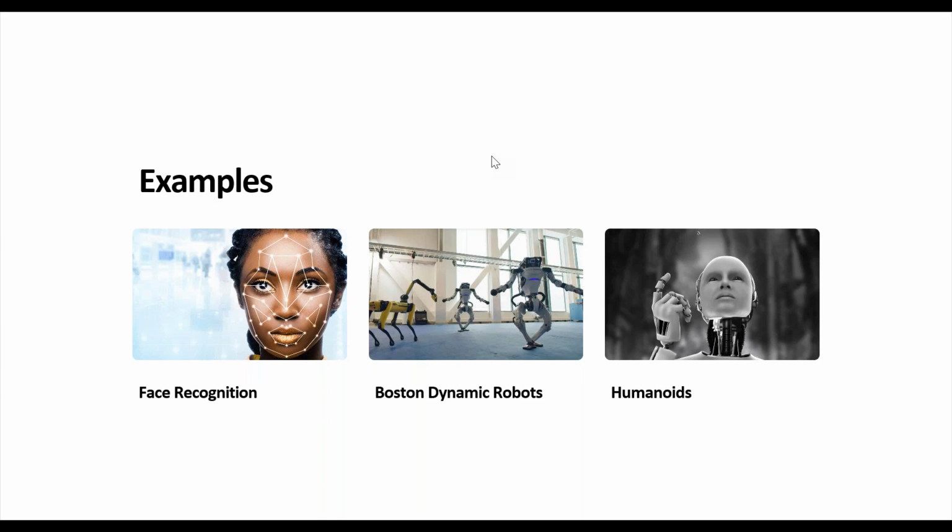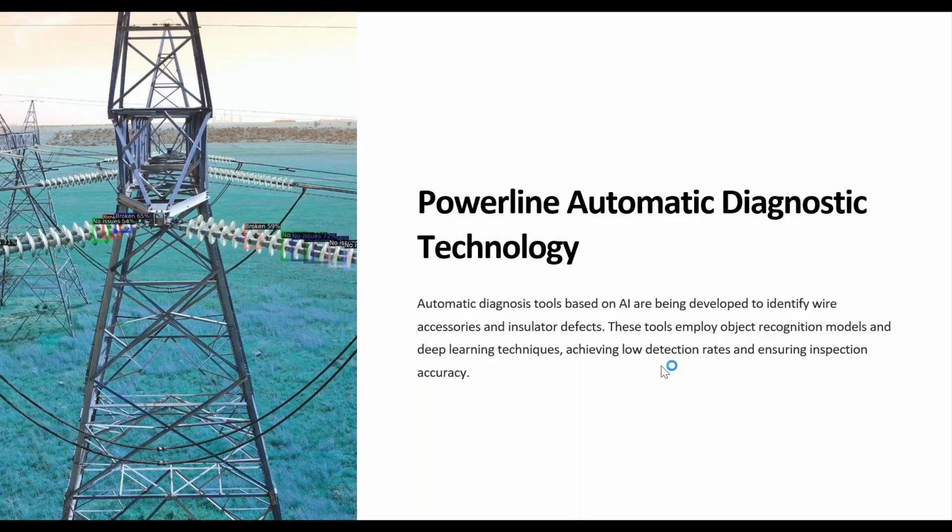So going back to what we're doing, this is the work that we're doing, trying to incorporate AI. If you see here, we have this tower with insulators. We're trying to identify issues on the image that was taken. So automatic diagnostic tools based on AI are being developed to identify wire accessories and insulator defects. These tools employ object recognition models and deep learning techniques that I've already mentioned to ensure that we are able to pick up these issues.